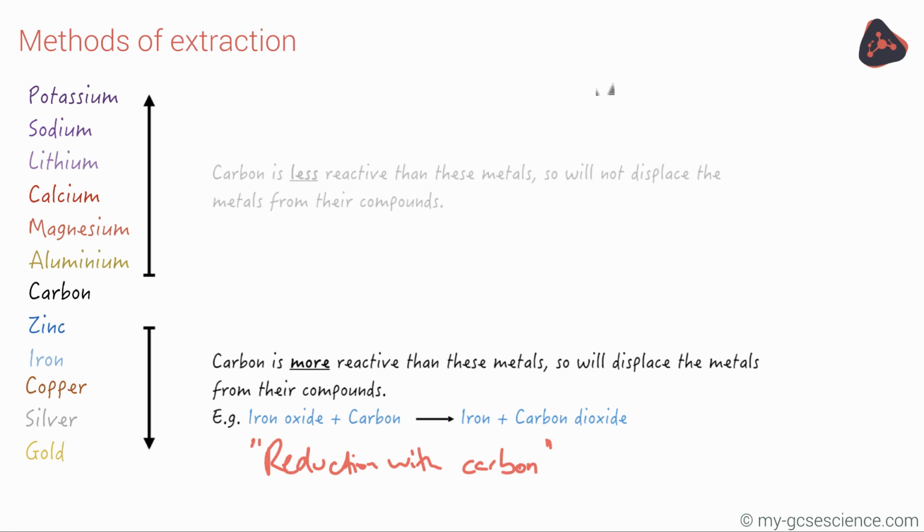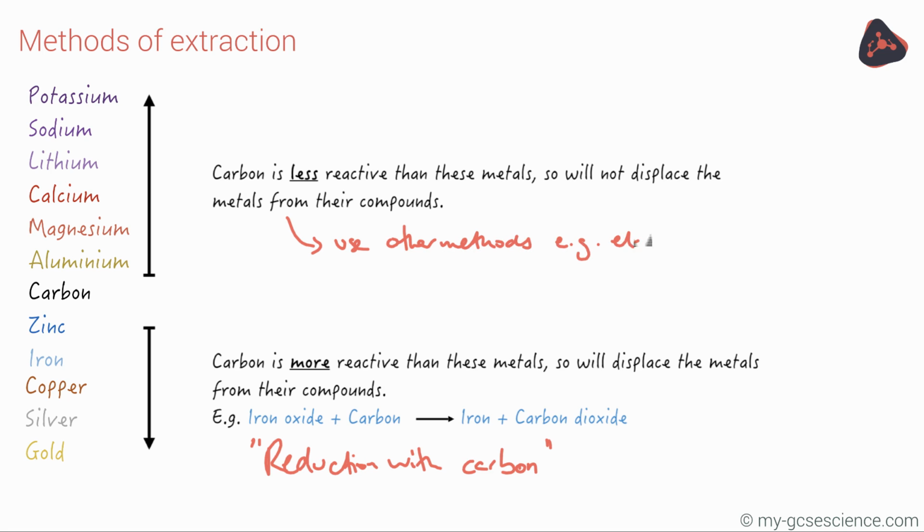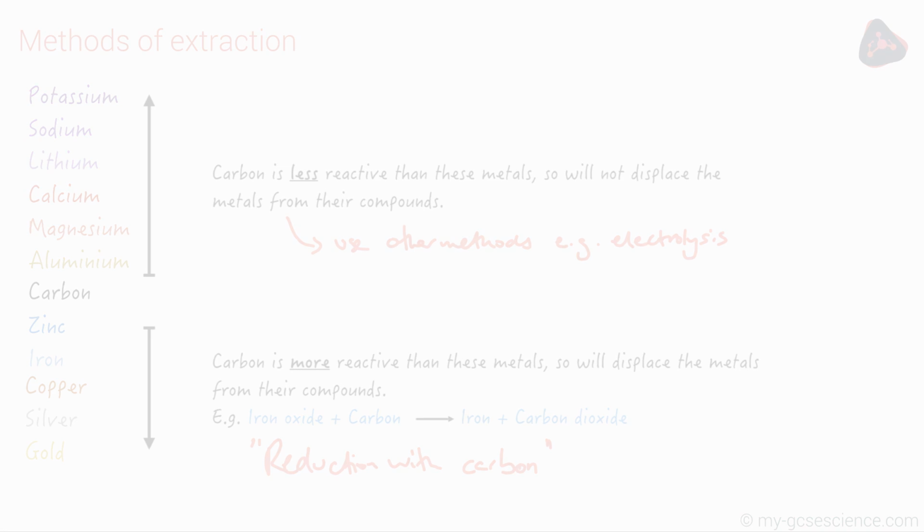If the metal is more reactive than carbon, then we can't use this method, because carbon is not reactive enough to remove the compound from the reactive metal. So we need to use a different method, and it's normally electrolysis. You haven't learned about electrolysis yet, so we'll talk about this method of extraction later on when we're talking about electrolysis. So for now, let's look at the reaction which involves reduction with carbon.